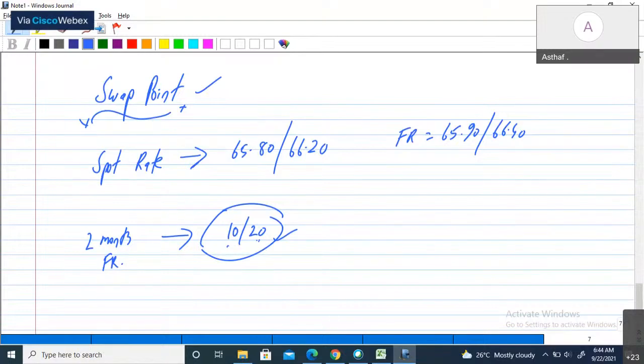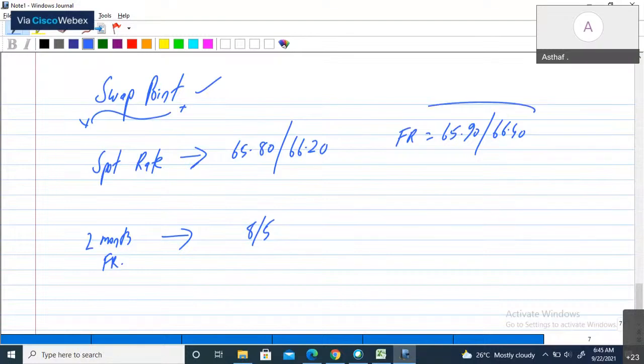So we were discussing how to find out the forward rate from the spot rate. Now going further, let's say another rate I will tell you: 8 bar 5.